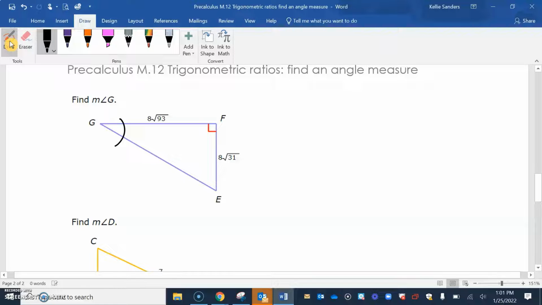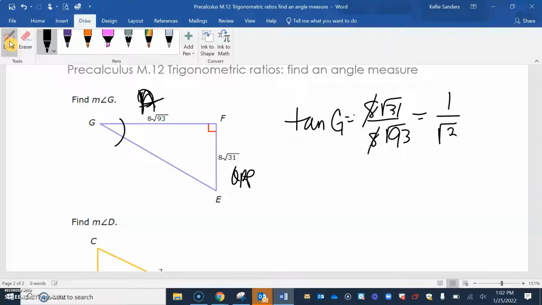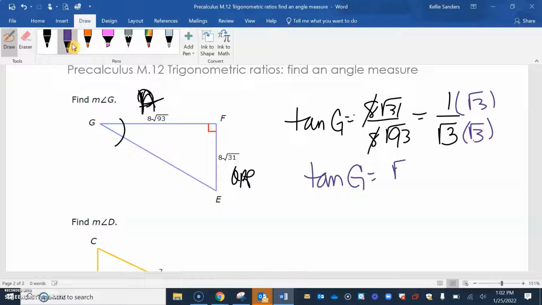Okay, angle G. So this is adjacent. This is opposite. So we're using tangent again. Tangent G equals opposite over adjacent. Those 8's will cancel out. And the 31 over 93 actually reduces also to 1 over square root of 3. But we can't have square root of 3 on bottom. So we multiply by square root of 3. So tangent G equals the square root of 3 over 3. So what angle do we take the tangent of to get square root of 3 over 3? 30.